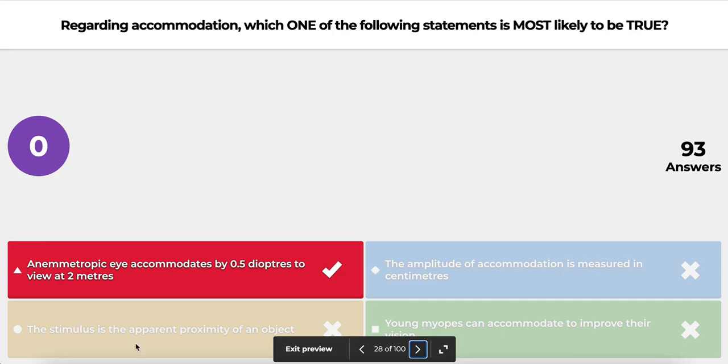But the stimulus for accommodation is the blurring of the image. Young myopes can accommodate to improve their vision? No, young myopes, if they accommodate, the vision will worsen.